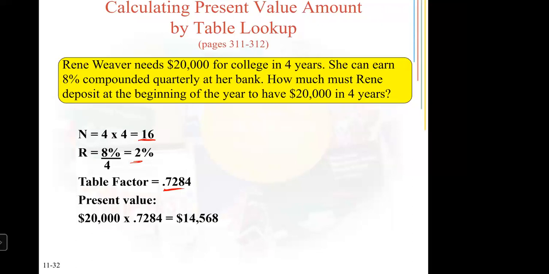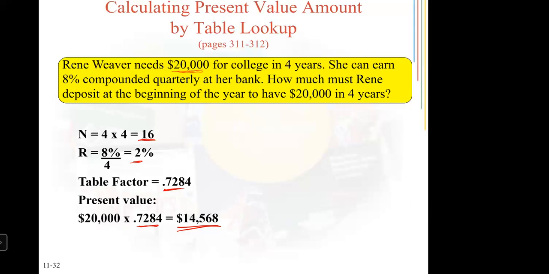All right, so to find the present value, you just multiply the amount you want, which is 20,000, times that 0.7284, and you get 14,568. So what that is telling us is that if you invest $14,568 today, and the bank promised to pay you 8% compounded quarterly, in 4 years' time, you will get that $20,000. So that's the present value you need to invest in order to get 20,000 in 4 years' time.